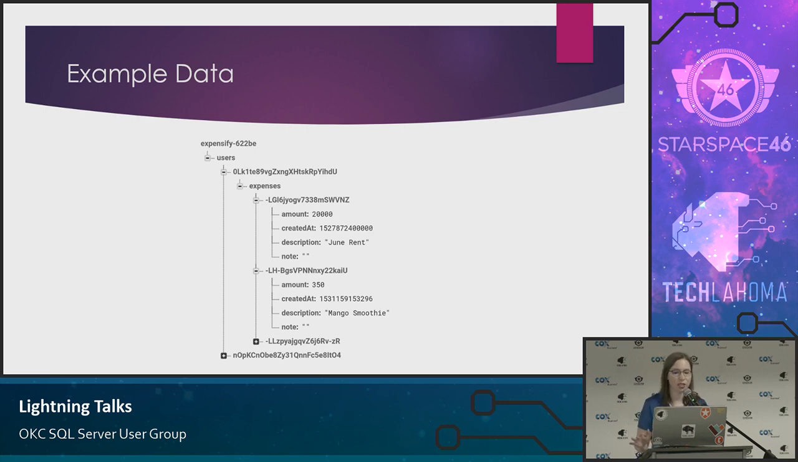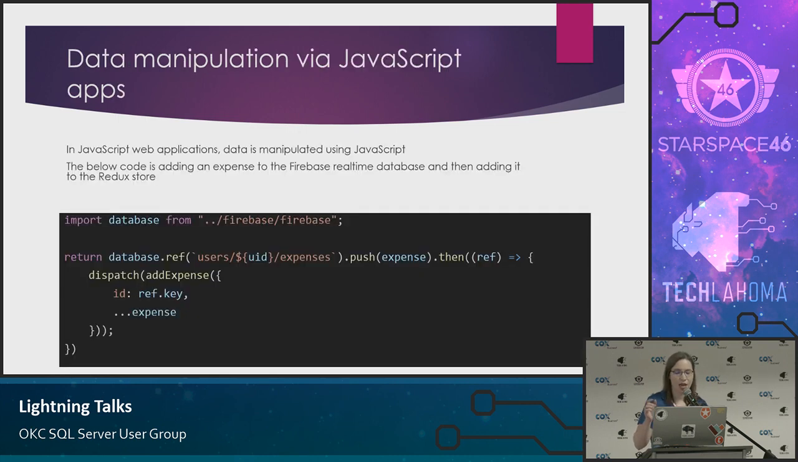So completely different from the table structures that we're used to in SQL. Again, this is a NoSQL database, and it's a document database. In this case, it is storing data as JSON. So we have some users and their IDs, and then some expenses for them. And how do we manipulate the data? Well, if you've got a JavaScript app, then you actually use JavaScript. So this is some code here where we're adding an expense to a Firebase database.